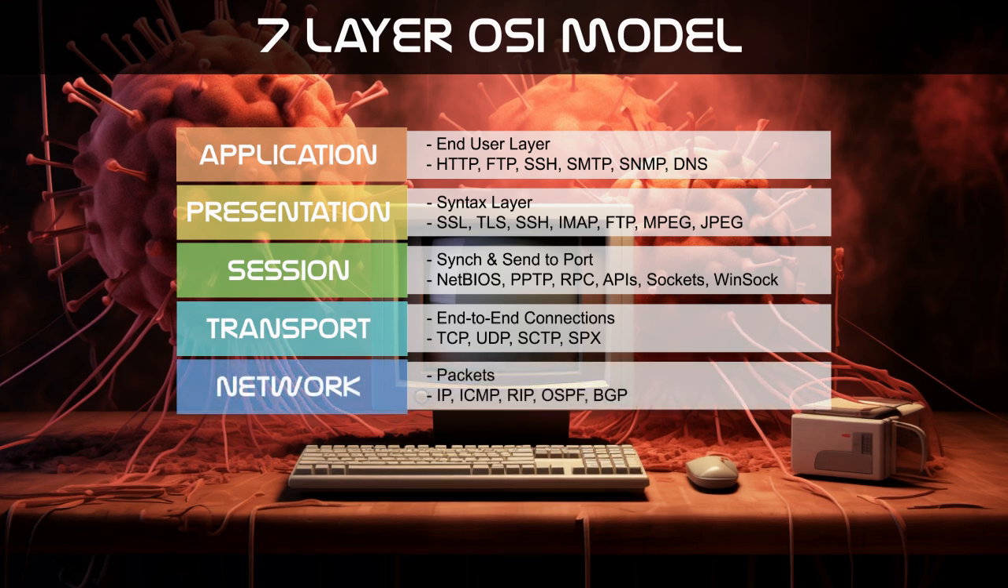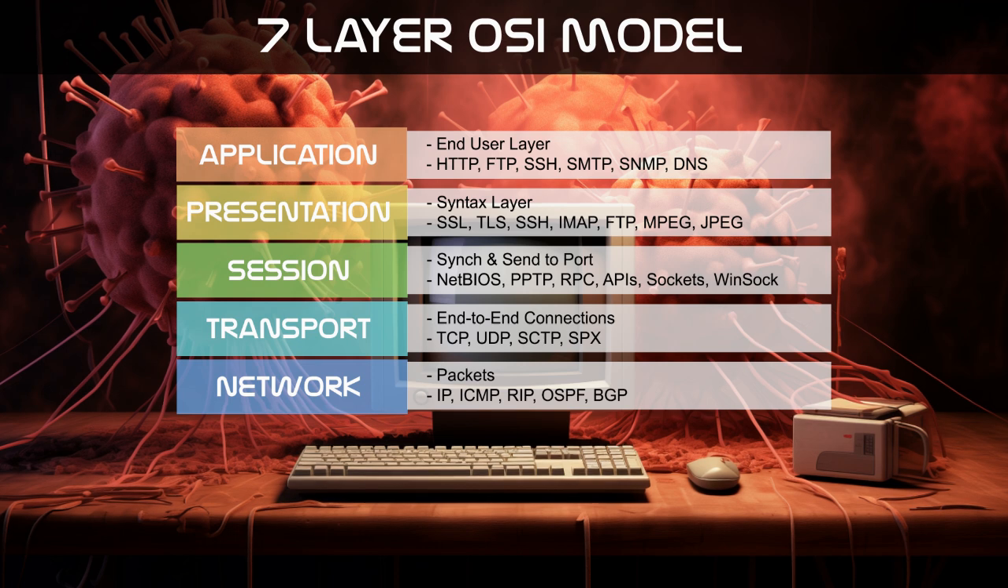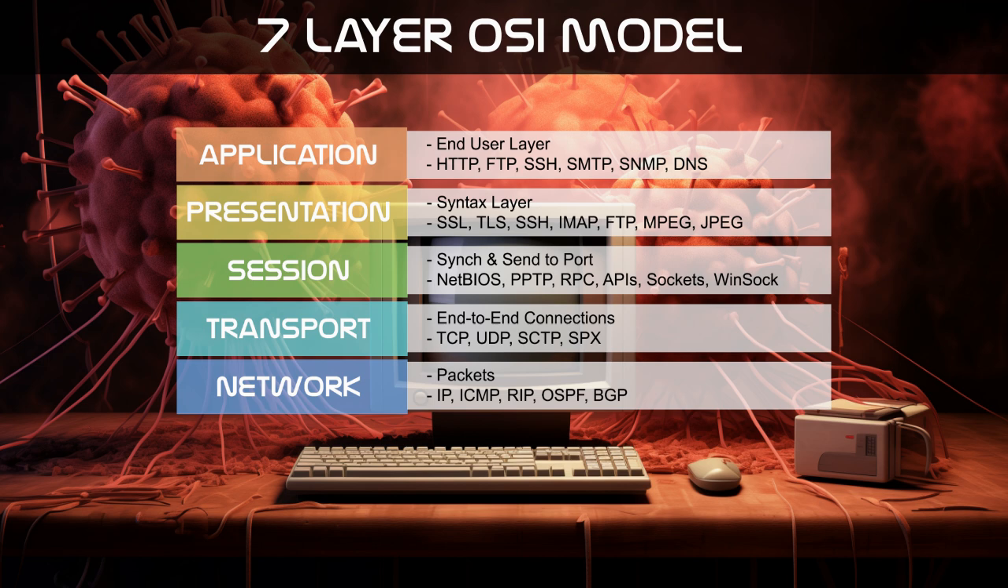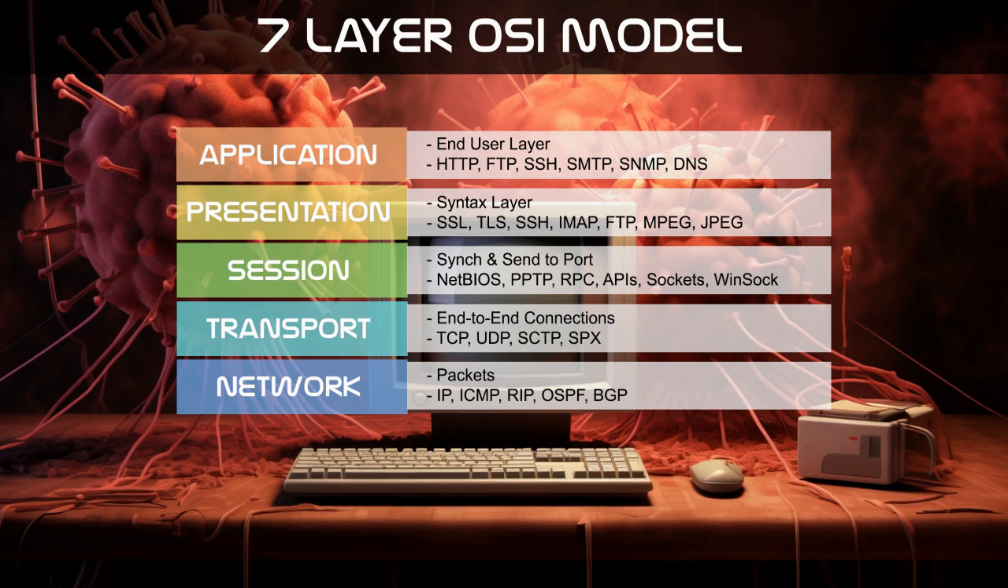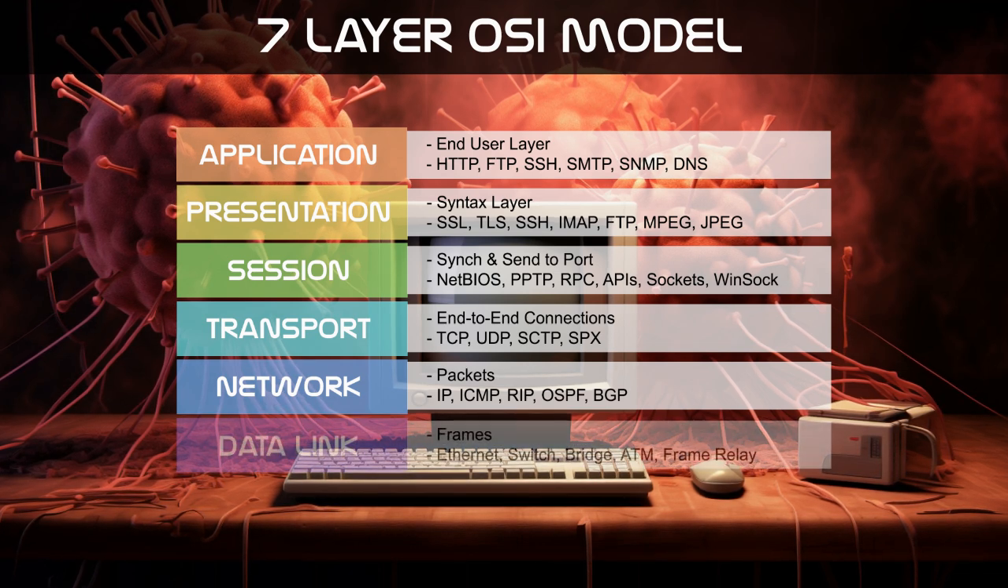The network layer determines the best path to transfer data packets. It handles IP addresses and routing, and manages routing of data from source to destination across multiple nodes and networks. This layer includes IP, ICMP, RIP, OSPF, and BGP protocols.